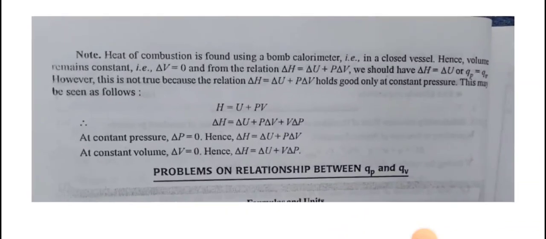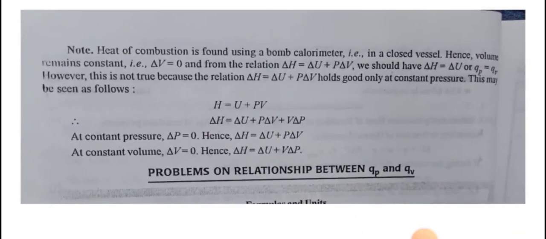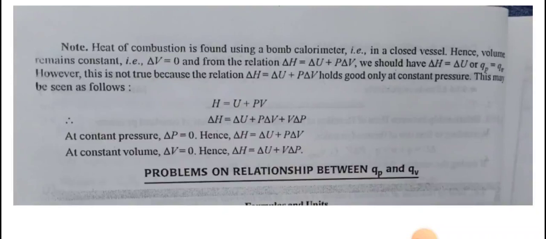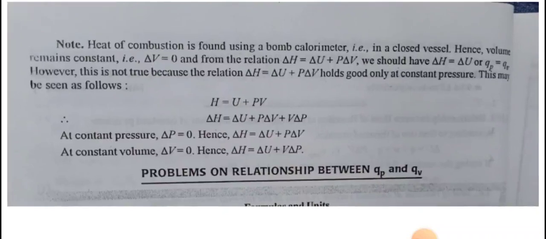Note: heat of combustion is found using a bomb calorimeter, that is, in a closed vessel, hence volume remains constant, that is delta V is equal to 0, and from the relation delta H is equal to delta U plus P delta V, we should have delta H is equal to delta U, or Qp is equal to Qv. However, this is not true because the relation delta H is equal to delta U plus P delta V holds good only at constant pressure.